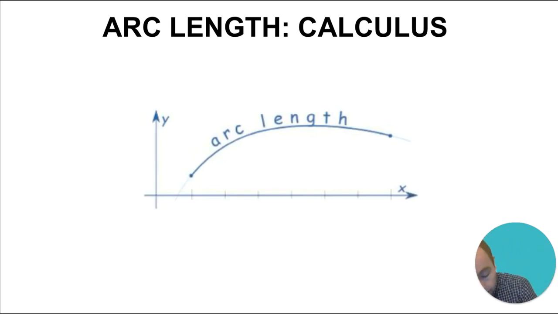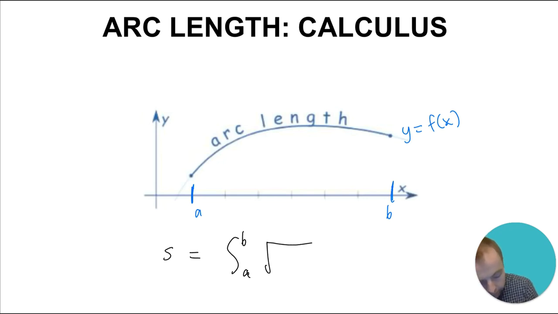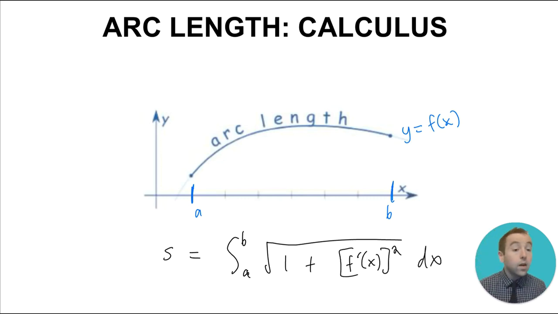So what we know about arc length from calculus is that S can denote the length of this arc. And as long as you know that that arc is along some curve whose equation is y equals f of x, and you're looking to find the length between two x coordinates of a and b, then the arc length is going to be the integral from a to b of the square root of 1 plus the derivative of that function squared, with respect to x.